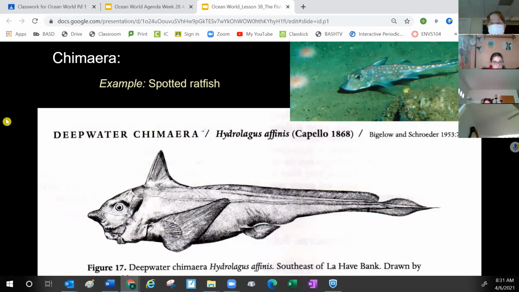All right, so let's talk about these chimera first. They're kind of creepy looking. They are generally found in deep waters, which is why people didn't know a lot about them early on. Generally found at depths of about 300 down to 2,400 meters in depth. So that's very, very deep.